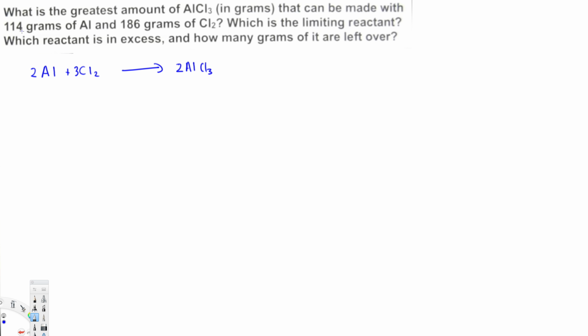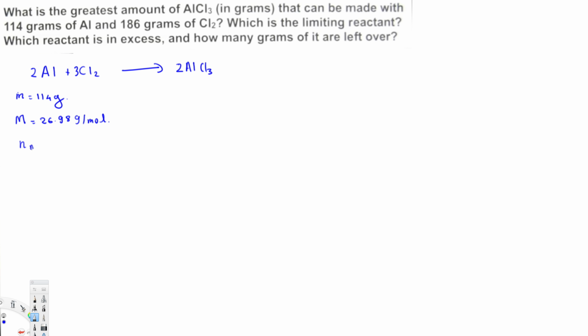So they have provided this aluminium, 114 grams. First of all, we have to convert this one into mole to figure out which is the limiting reactant, right? So to convert this one into mole, we have to know the molar mass of the aluminium. The mass of the aluminium is provided, 114 gram, and molar mass of the aluminium is 26.98 gram per mole. If you divide 114 by 26.98, you will get the mole of the aluminium. So let's calculate that one.